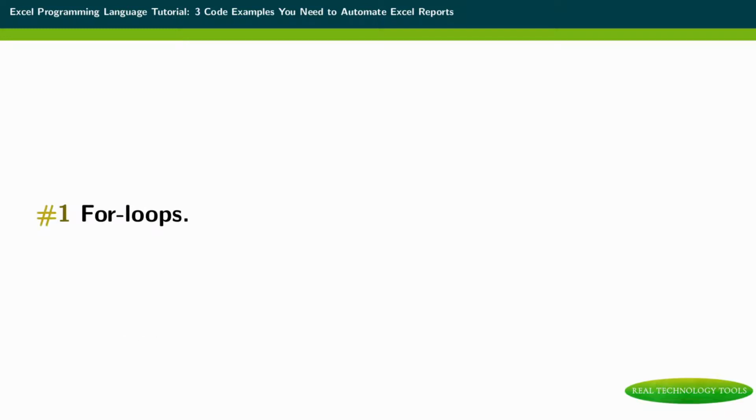Now let's get started with the first code example you need to automate Excel reports, and I will show you exactly how to do it and what the structure is in a second. The structure is called a for loop. You can create a master Excel file by extracting data from different sheets and using a for loop to write all of the data in that master file. Now let's see what it actually looks like.